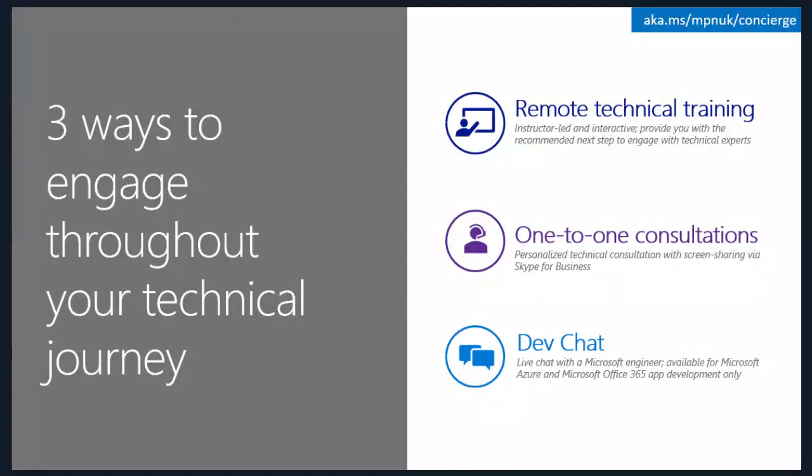So there are 3 key ways that you can get engaged with the team throughout your technical journey. So you've got remote technical training, and this is online instructor-led one-to-many training sessions. And these sessions are quite interactive, so there is the opportunity to ask questions and the team will guide you in terms of next steps following the session.